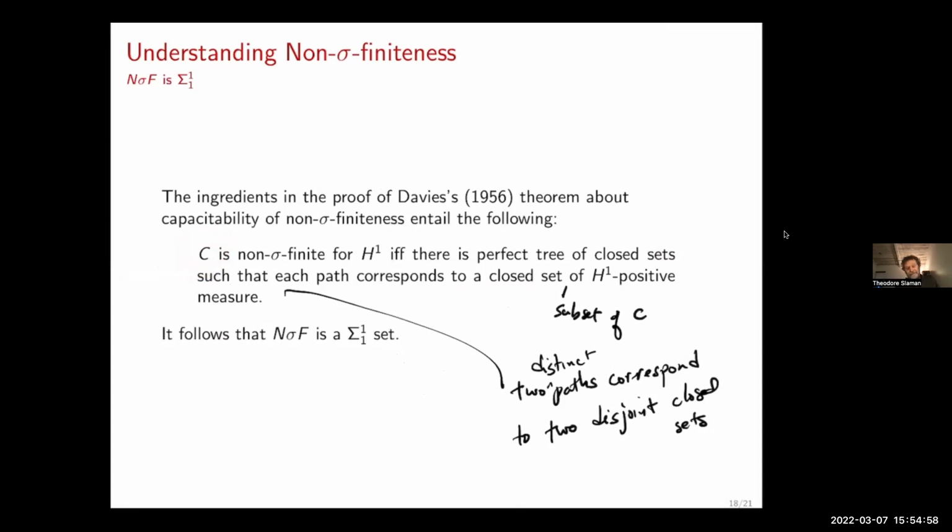Arbitrary set? I don't know. I mean, the perfect set property is in the set, perfect set in the sense of this notion. Yeah, for an arbitrary set, if it's non-sigma finite, then it must have a perfect subset. Well, it depends. Do you mean just a perfect subset in the usual sense, or do you mean a perfect subset of closed sets?